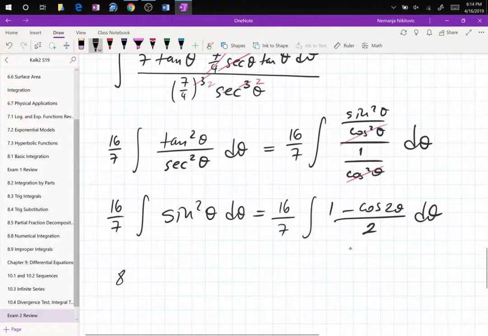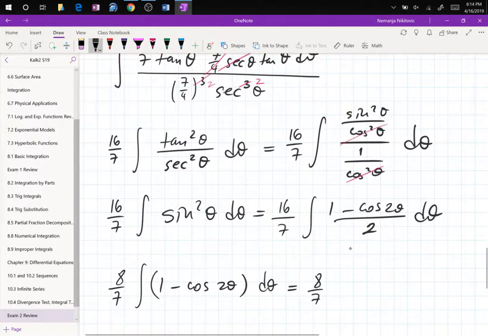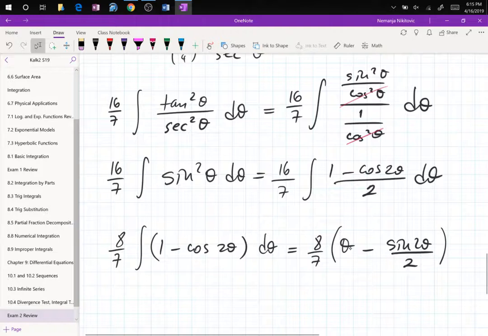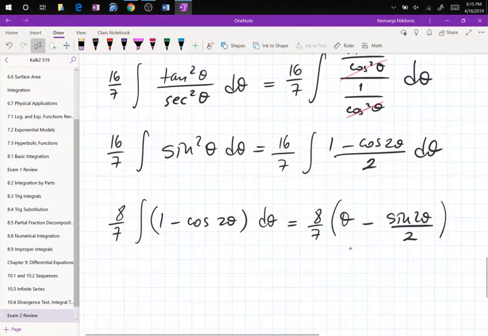So that 16 is gonna be 8 over 7. The integral of 1 minus cosine 2 theta d theta. So 8 over 7 theta, the integral of cosine is minus sine 2 theta over 2, right? And we still have to go back to original x values because we got limits on this one, right? No. Theta, cosine theta.